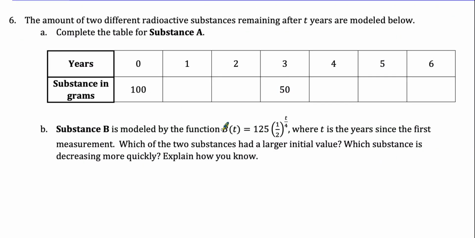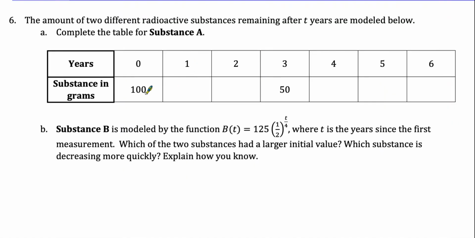All right, on number 6, we're looking at 2 different elements, or 2 different substances. For this first substance, we know that we are starting with 100 grams at year 0, and then after 3 years, we are down to 50 grams. So for this first one, we just want to fill in the amount that we have left at 1 year, 2 years, 4 years, 5 years, and 6 years.